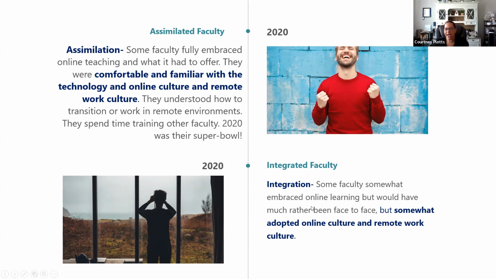Then you had what's called integrated faculty. And those faculty members took a deep breath and said, this is crazy, and I really want to be back in my classroom, but I'll do what I need to do to get through this semester because I know enough about online culture. I'm still going to have to learn a lot, but I'm just going to go with the flow as much as I can.